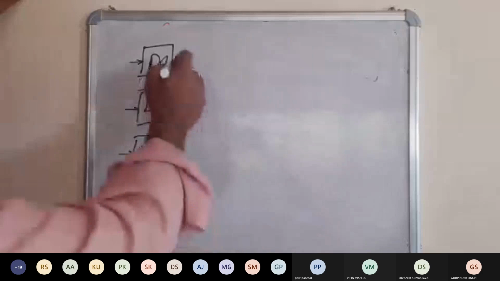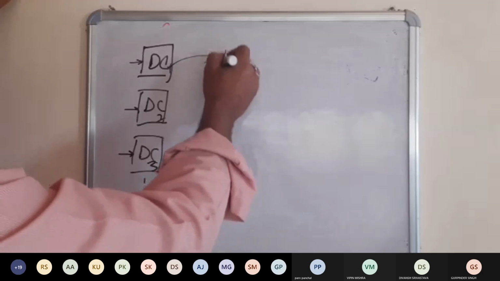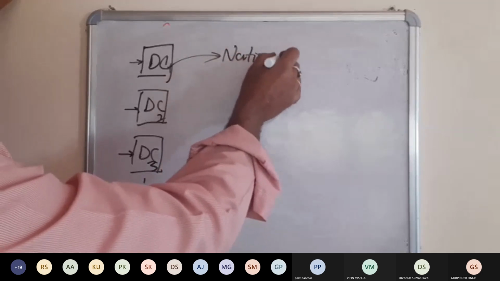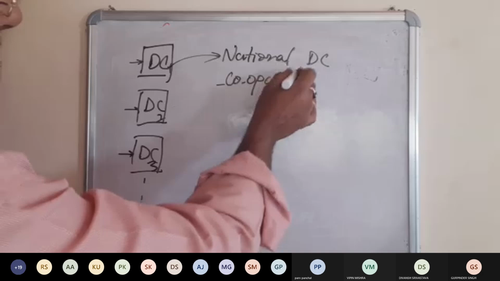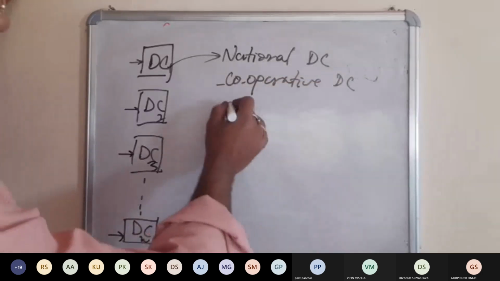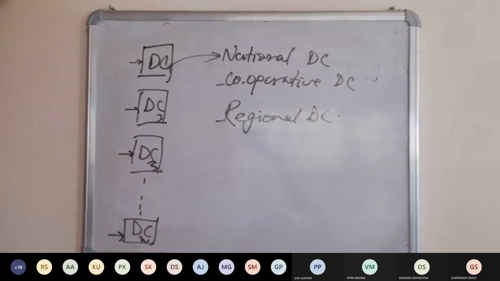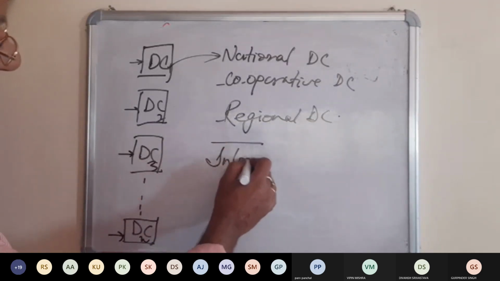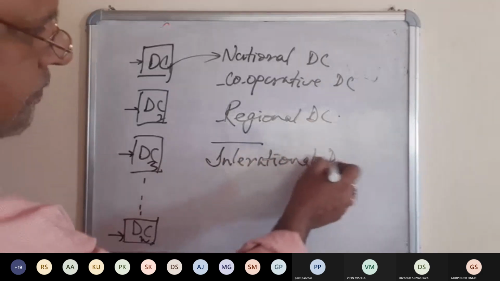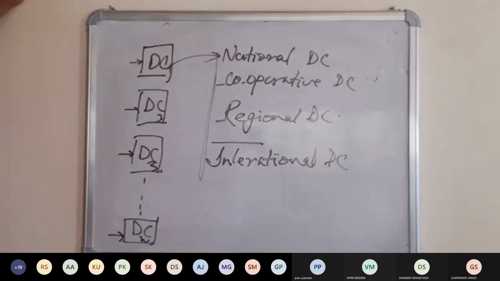Now, before we go forward, talking about the data centers, there are three types of data center known as national data center. There is cooperative data center, and there is something called regional data center. Additionally, there is one more which is called international data center. So the data centers can be different types. What is the difference between each of them?